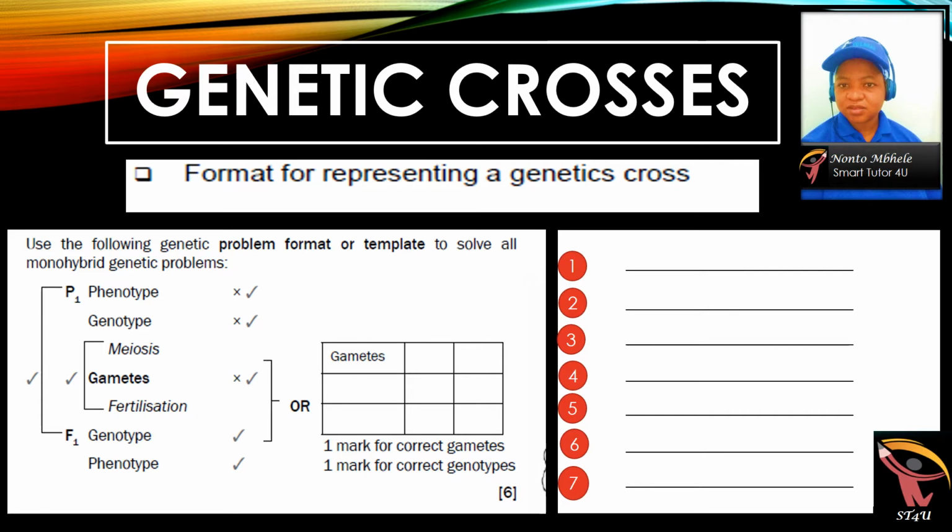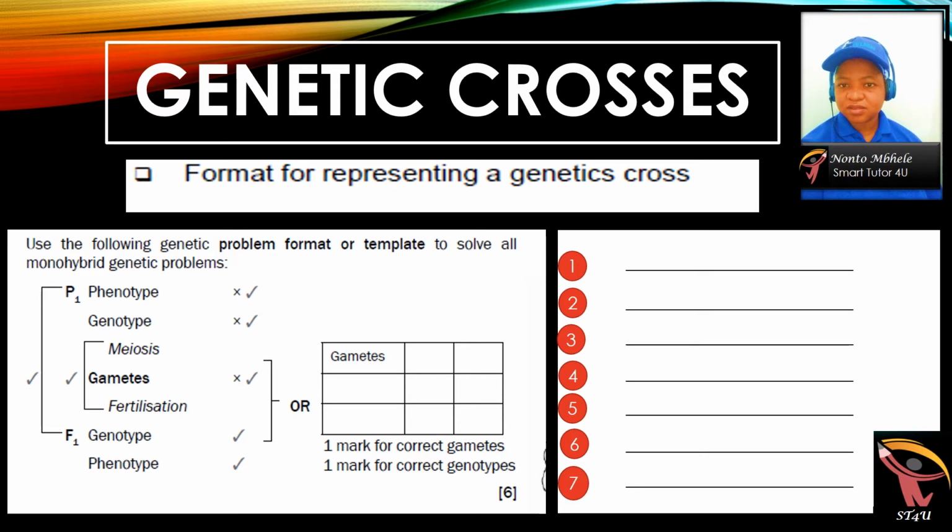As you can see just below the heading, there is a format for representing a genetic cross. This is a strip taken from a guideline. Use the following genetic problem format or template to solve all monohybrid genetic problems. This format is used in any type of cross, so if you understand this topic, you will not have a problem. The only thing left out here is the ratio or the percentage, but other than that, this is the standard format that you should follow.